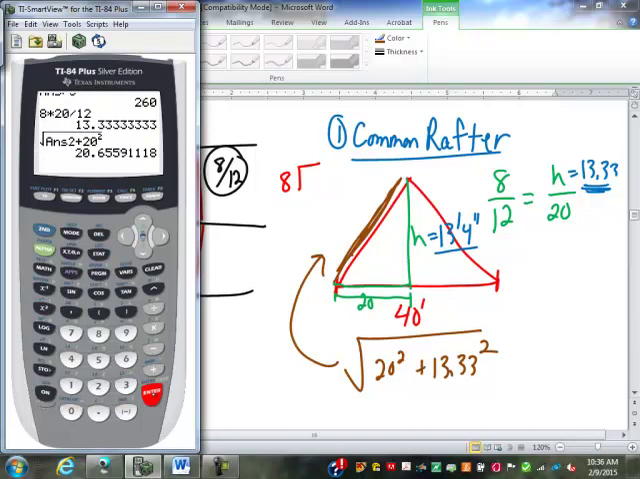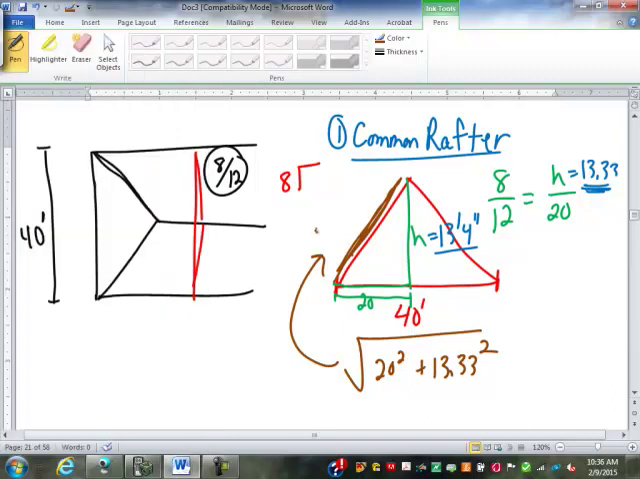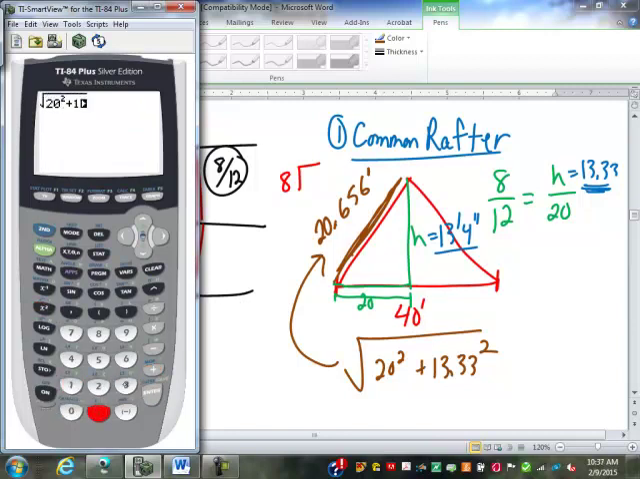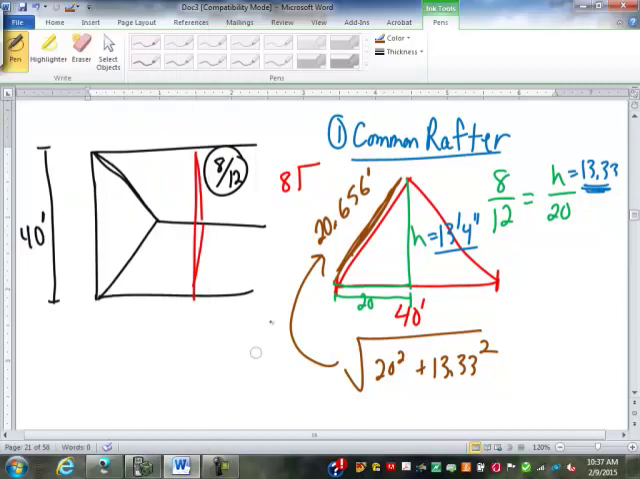Giving us 20.6559. So 20.656 feet. Oh, I did that wrong. Let me try that again. Yeah, that's not right. So 20 squared plus 13.3333 squared is 24.037. That sounds better.